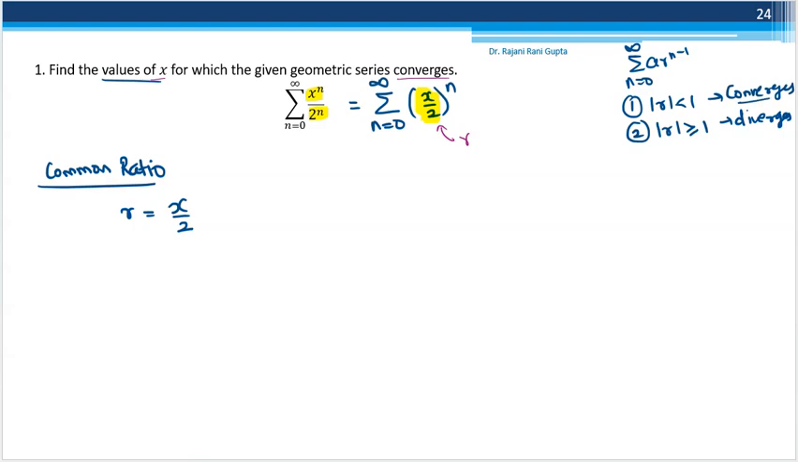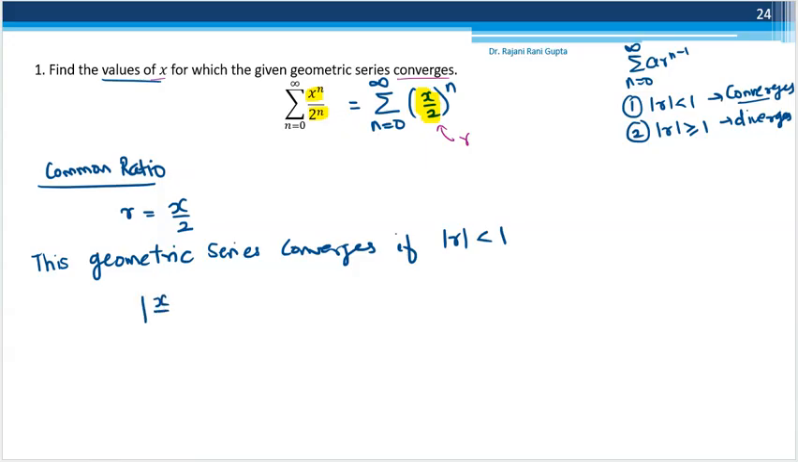Since this is a geometric series, because it is in this form, we say that this geometric series converges if the absolute value of r is less than 1. So r is x over 2. So it means it converges if the absolute value of x over 2 is less than 1. Can we write it like the absolute value of x is less than 2?